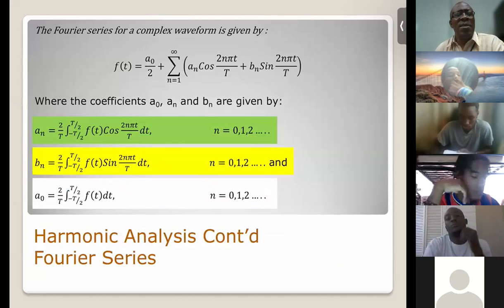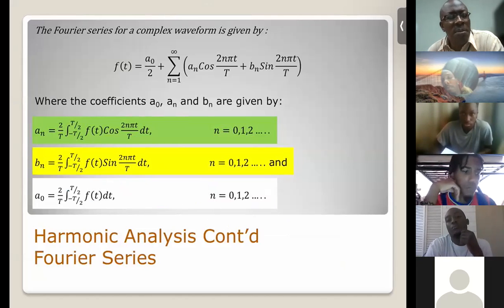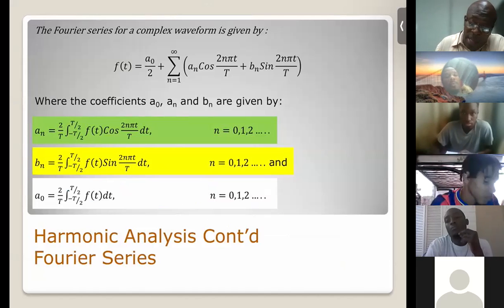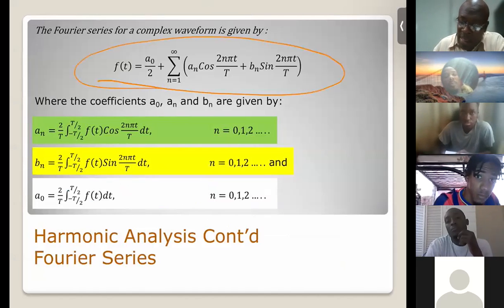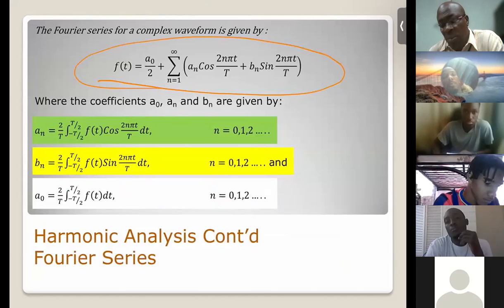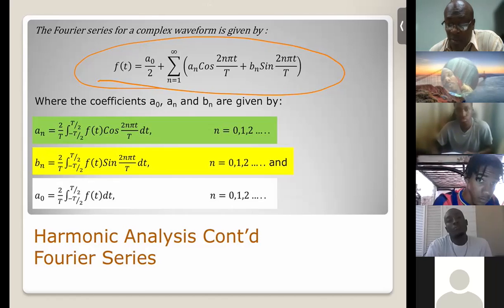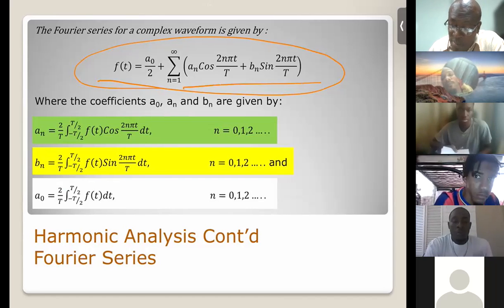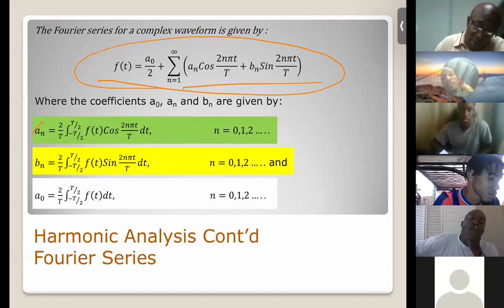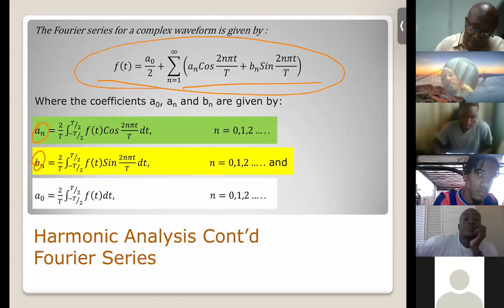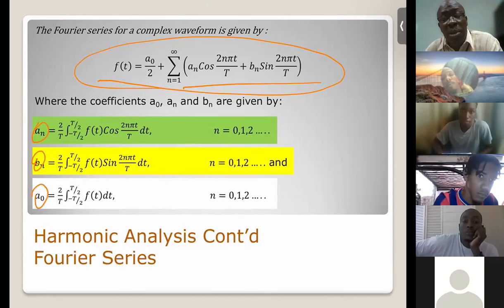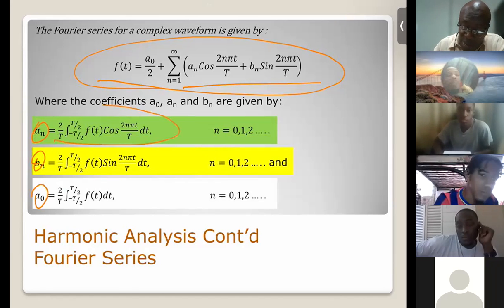In terms of the math behind Fourier analysis, Fourier series, that is the expression that we would need to complete. All right. So the function is given by a0 over 2 plus, from n equal 1 to infinity, what we have there in the bracket. And then we would now need to determine the coefficients a0, an, and bn. And in finding those, we would use these expressions.